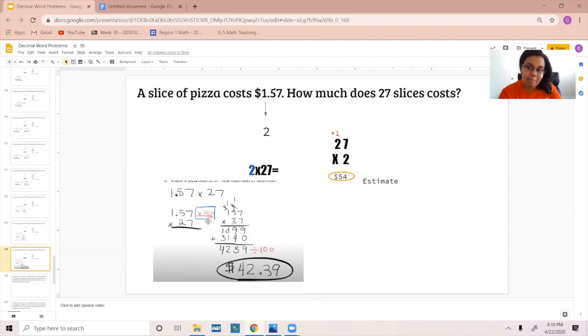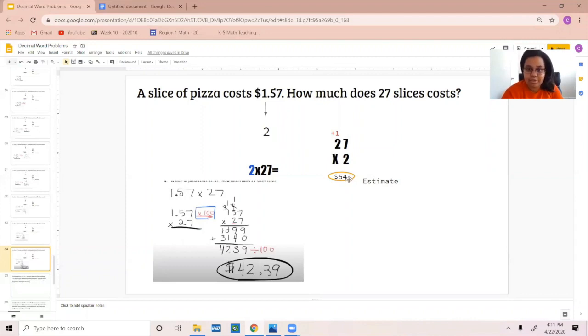So what is the opposite of multiplication? If you said division, you're right. So I now need to take 4,239 and divide it by 100. Those decimals that I moved over in the beginning, I need to move back over the opposite way in order to get my final answer to this problem, which is $42.39.